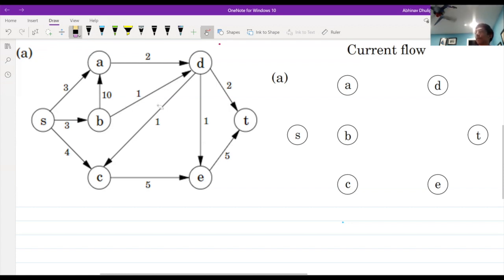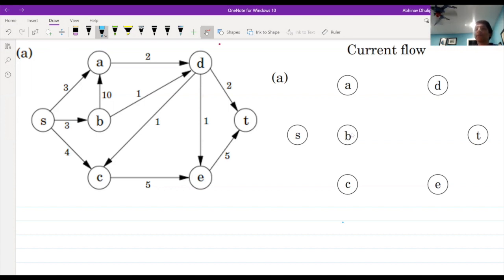So on my left here, we've got the graph that we're about to do max flow on. This is going to be what's called a residual graph, and I'll explain what that means in a second. But this graph on our right is going to be our current flow, and that's going to keep track of essentially all of the paths we've built up so far and the flow we've built up so far.